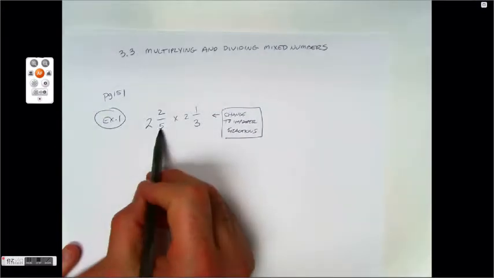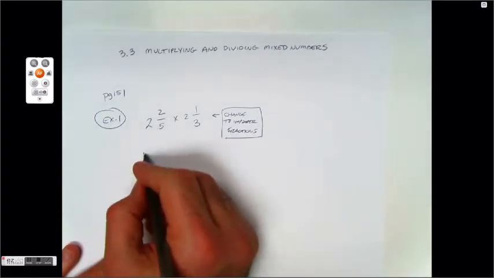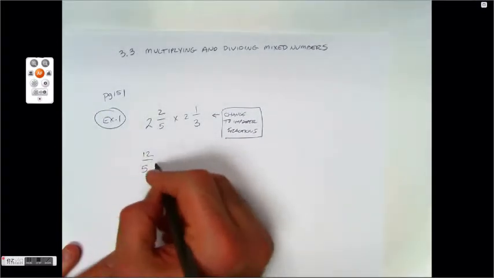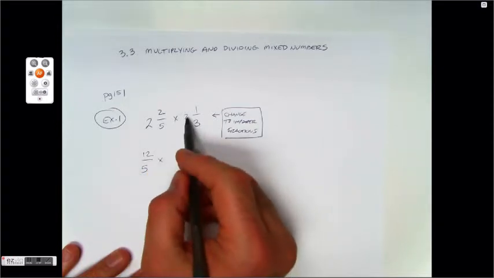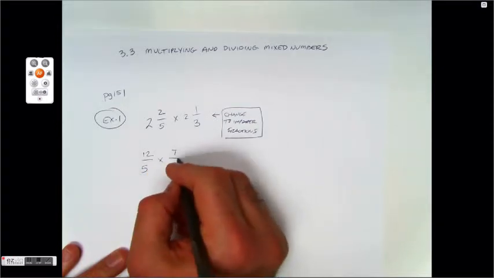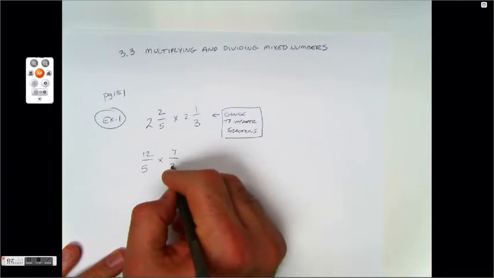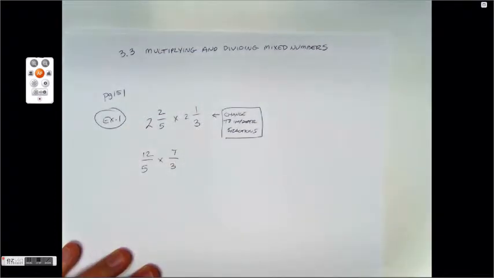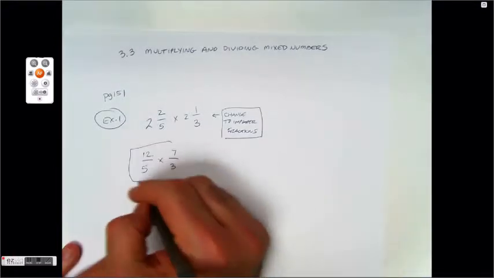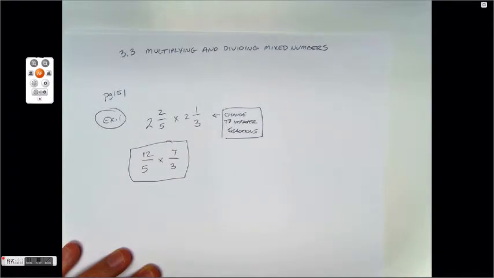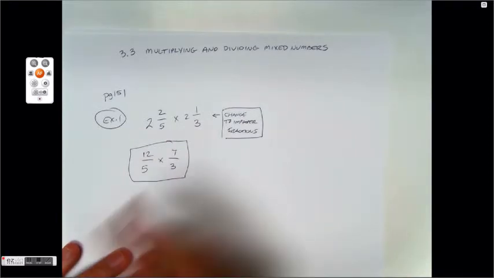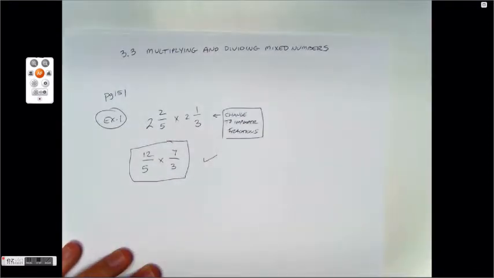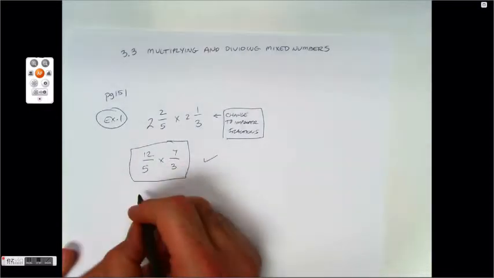Now notice what we do here. We get the 5 times 2 is 10 plus 2 is 12. So we have 12/5 times 3 times 2 is 6 plus 1 is 7 over 3. So we have 7/3. Now, the reason why this is important is notice what you've learned already in the past. We know how to work this. This deals with multiplication of fractions. We already know this. This is fantastic. We don't have to learn anything new. We go back to what we did before.